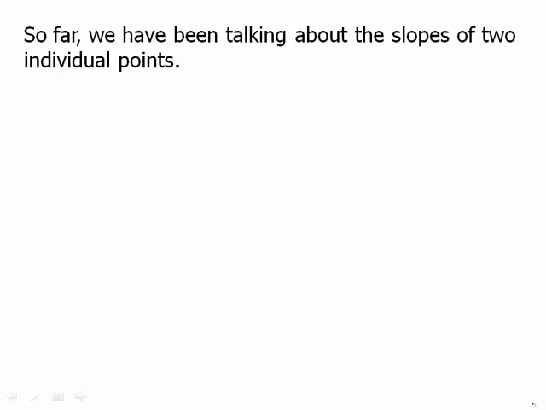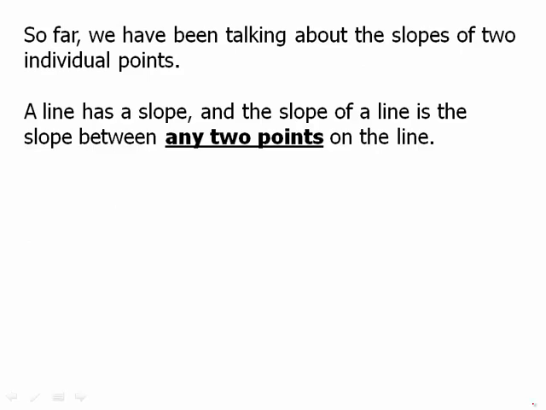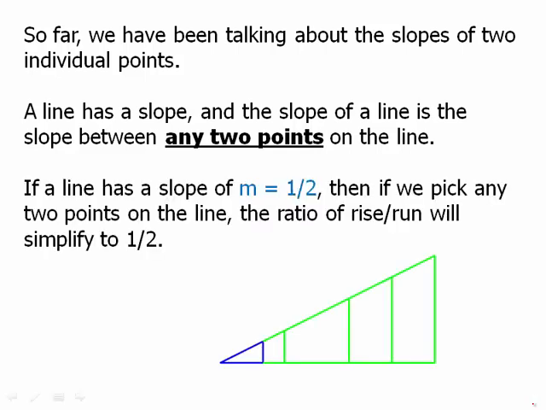So far, we have been talking about the slopes of 2 individual points. A line has a slope, and the slope of a line is the slope between any 2 points on the line. So that's a big idea. We could pick any 2 points at all of the whole infinity of points on that line, and we'd always find the same slope between those 2 points. If a line has a slope of m equals 1/2, then we will pick the 2 points on the line, and the ratio of rise over run will always simplify to 1/2. So in fact, if you think about the different slope triangles that you would draw on this line, they would all be similar triangles, so they would all have the same ratio.